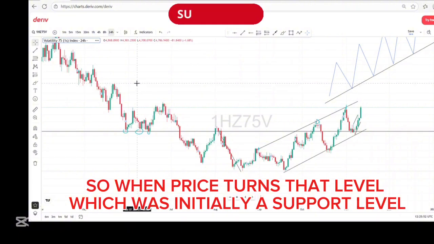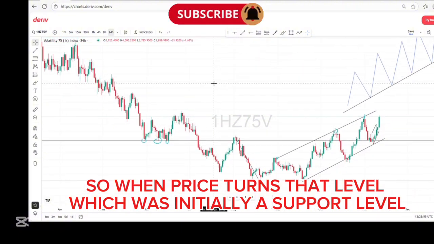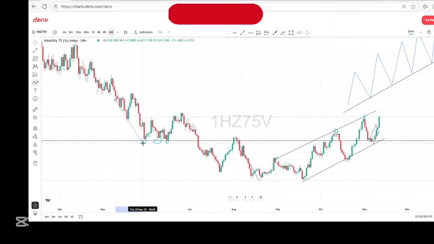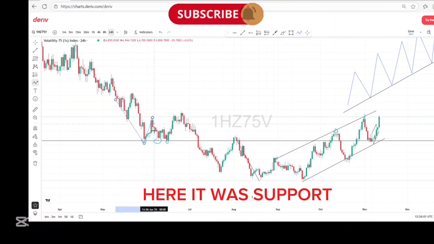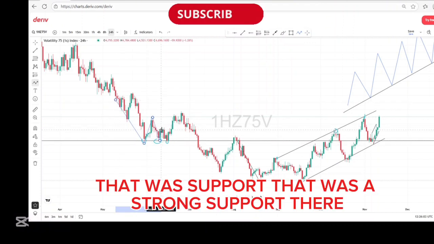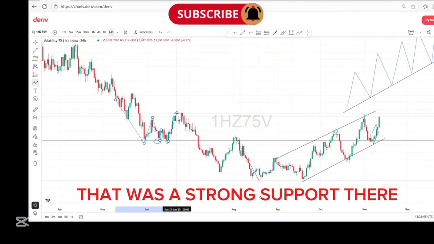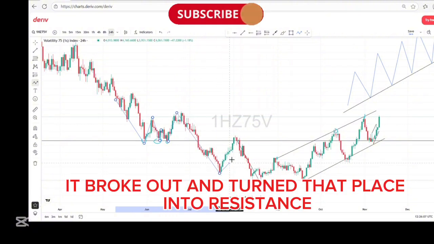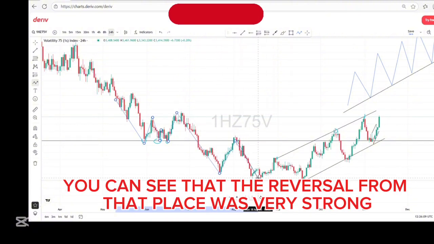Okay, so when price turns that level, which was initially a support level, here it was support, that was a strong support there, that was a strong support there, and then eventually it broke out and turned that place into resistance. You can see that the reversal from that place was very strong.